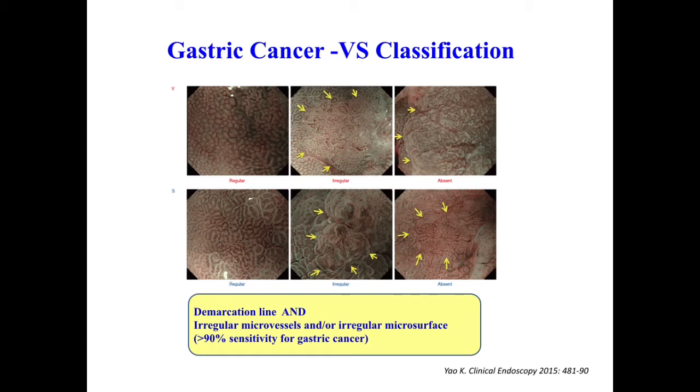In that area, if the vessels are irregular or absent, then the findings are suggestive of early gastric cancer. Similarly, as you can see in the bottom middle image, if the surface is irregular, or if the surface pattern is absent, as you see in the bottom right hand side image, then these findings are again suggestive of early gastric cancer. So you don't need to have both surface and vessel to be abnormal. One is sufficient. So if you have a demarcation line with irregular vessel or irregular surface, then the lesion is likely to be early gastric cancer.